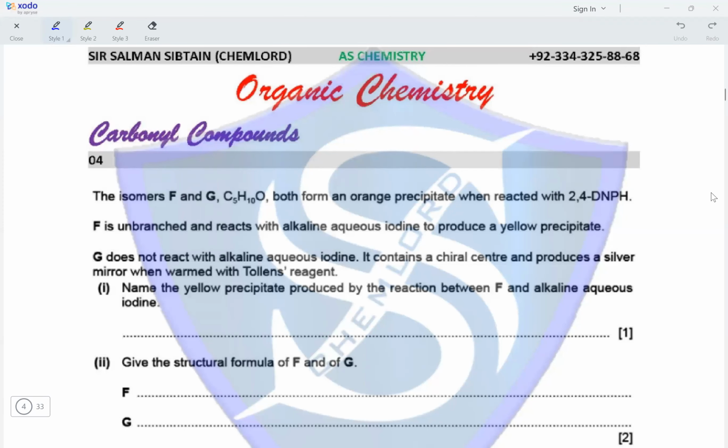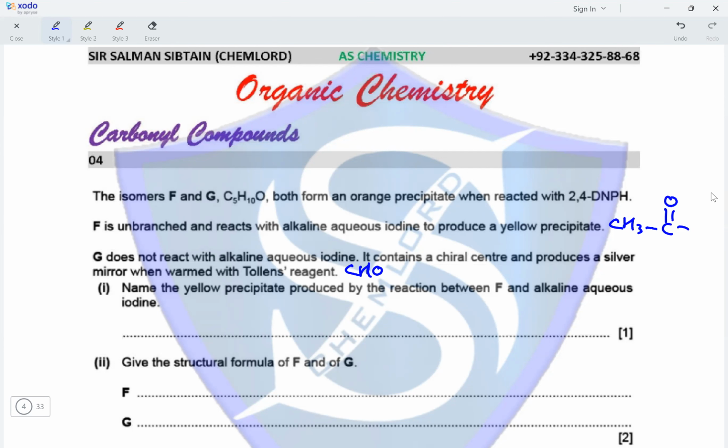Question 4. The isomers F and G, C5H10O, both form an orange precipitate when reacted with 2,4-DNPH. F is unbranched and reacts with alkaline aqueous iodine to produce a yellow precipitate, so it has a methyl ketone group. It's a ketone and it is unbranched. G does not react with alkaline aqueous iodine, so it does not have a methyl ketone group. It contains a chiral center and produces a silver mirror when warmed with Tollens reagent, so this is an aldehyde.